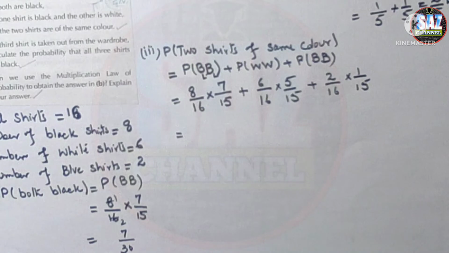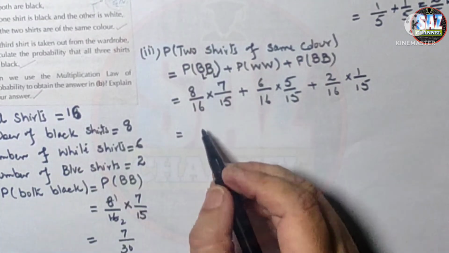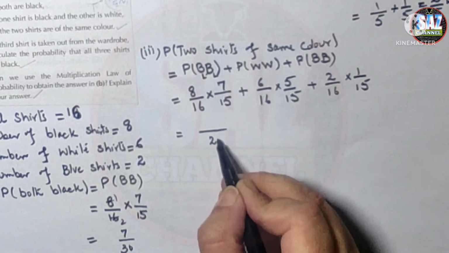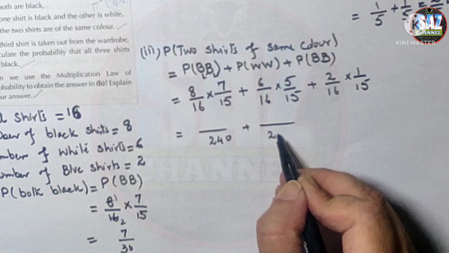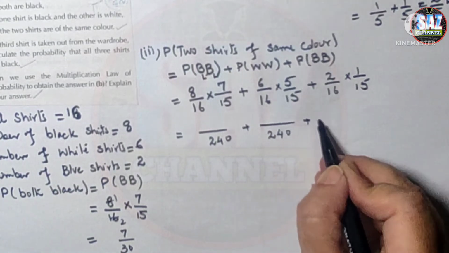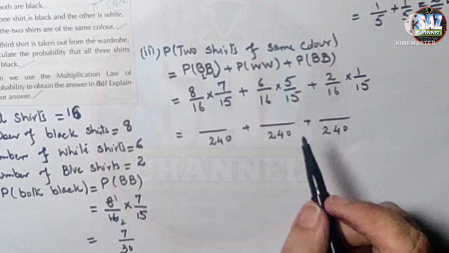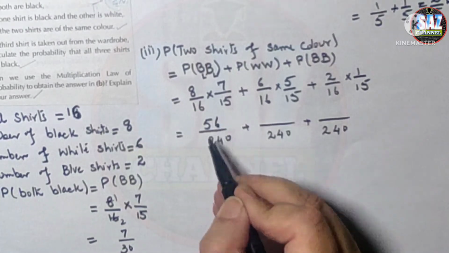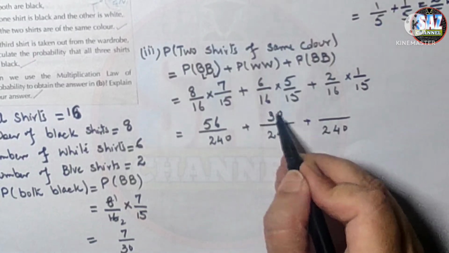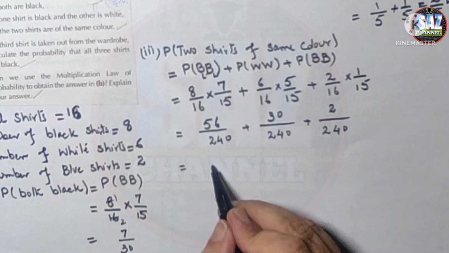This will become 16 multiplied by 15, this is 240. So all the denominators are 16 multiplied by 15, 240. 8 times 7 is 56, 6 times 5 is 30, and 2 times 1 is 2. Now I have to take the LCM. 240 is the LCM.